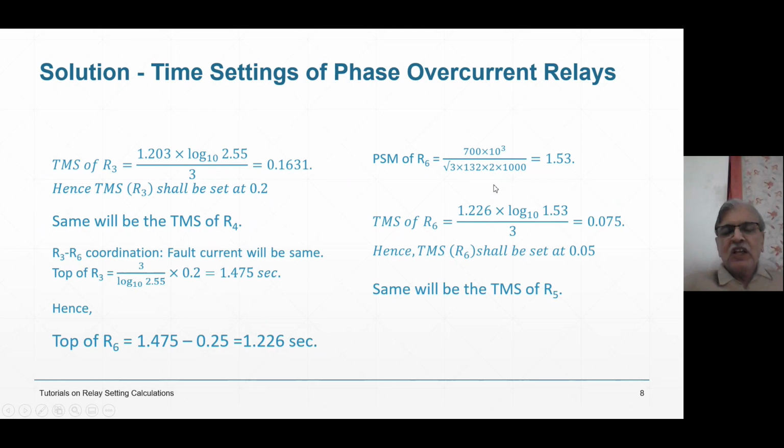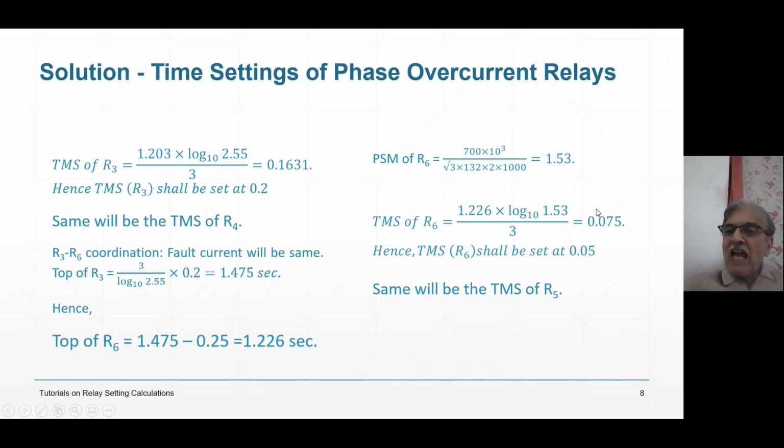And the PSM of R6, it is not voltage controlled. Therefore, 700 into 10 raised to 3, root 3 into 132, divided by 2. The factor of 2 is coming once again, because there also it is divided into 2 parts, right? Therefore, the factor of 2 is coming. And 1000 by 1 is the CT ratio. 1.53 is the PSM. The TMS of R6 is the 1.226 time requirement into log 10 1.53 divided by 3.